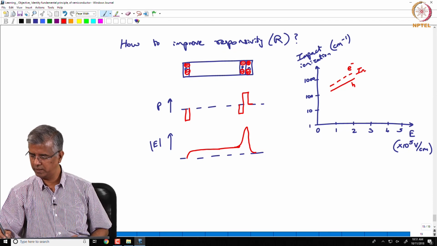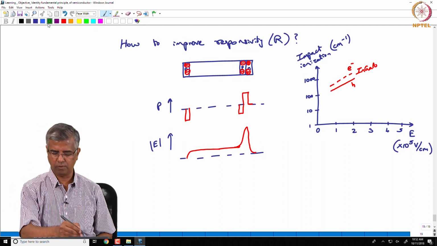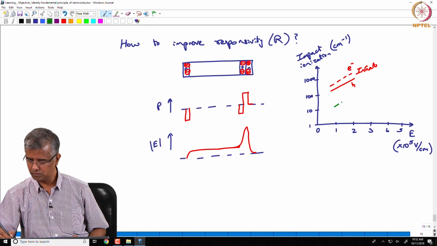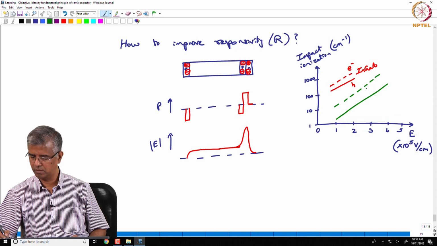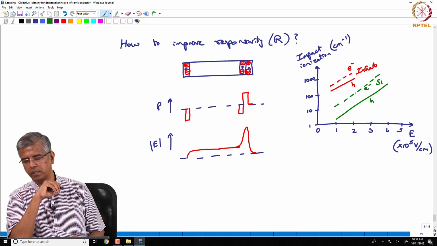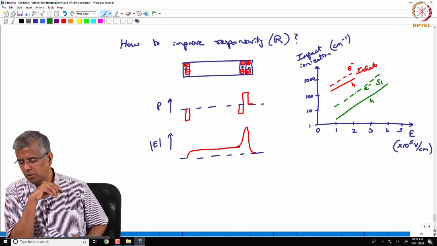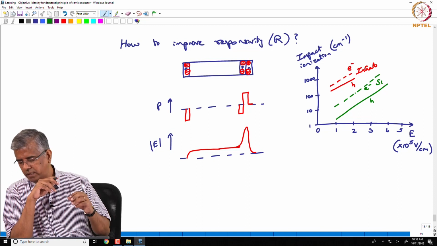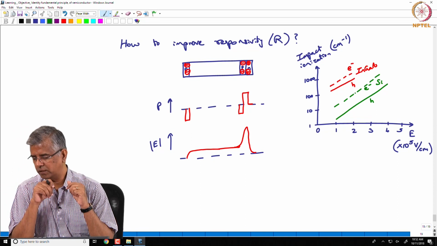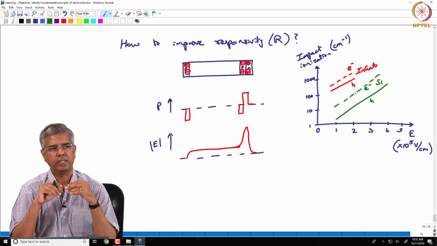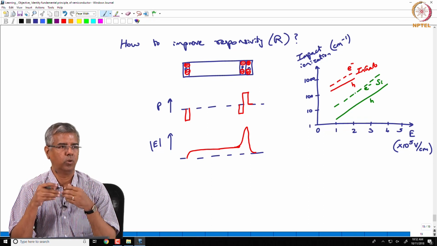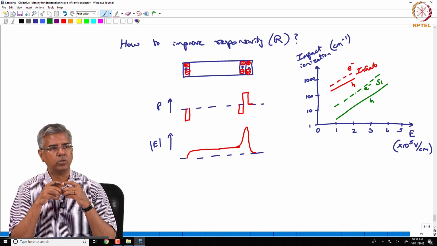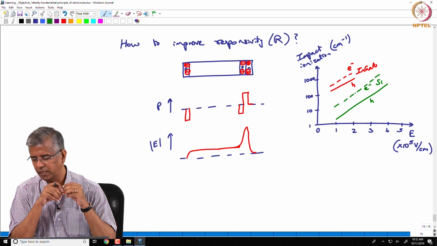So, this is for indium gallium arsenide, whereas for silicon it is like this. So, this is once again electrons and this is holes, and that's the thing you have for silicon. So, what it essentially says is that the impact ionization process in silicon happens at a much higher electric field or higher applied voltage compared to what you have for indium gallium arsenide.